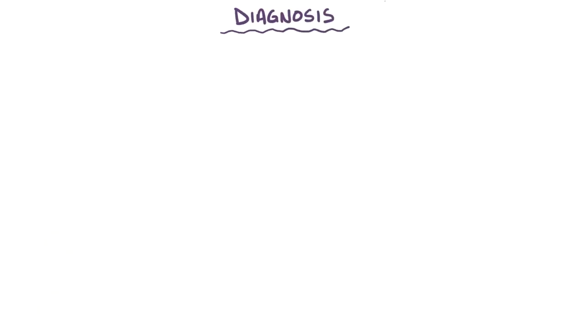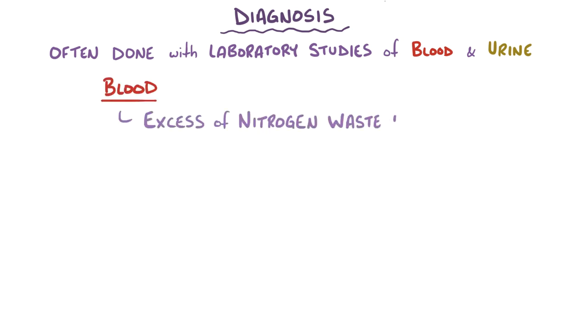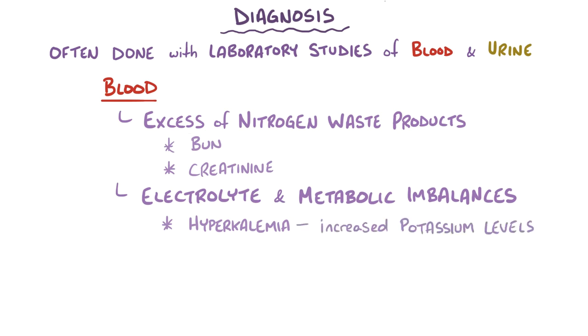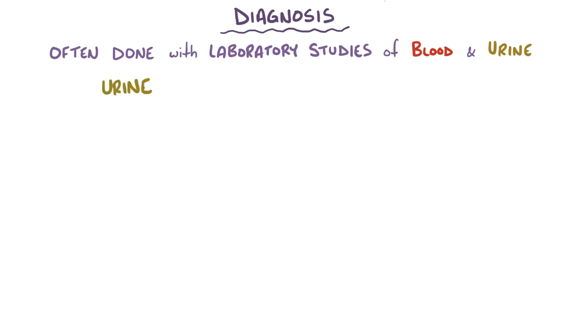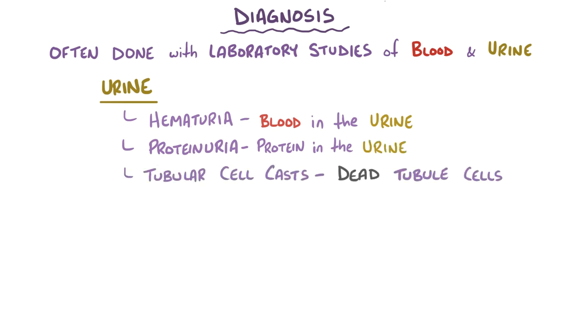The diagnosis of renal cortical necrosis is often done by getting laboratory studies in the blood and urine. The blood typically has an excess of nitrogen waste products, like BUN and creatinine, as well as other serious electrolyte and metabolic imbalances, like hyperkalemia, increased potassium levels in the blood, and metabolic acidosis. The urine typically shows hematuria, blood in the urine, proteinuria, protein in the urine, and tubular cell casts, which are dead tubular cells in the mold of the tubule.